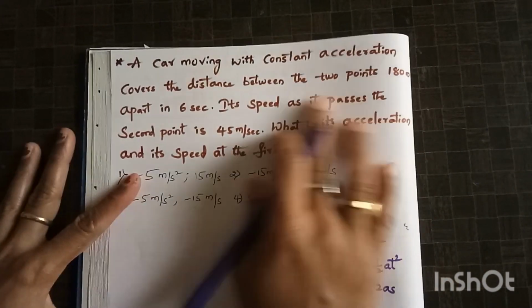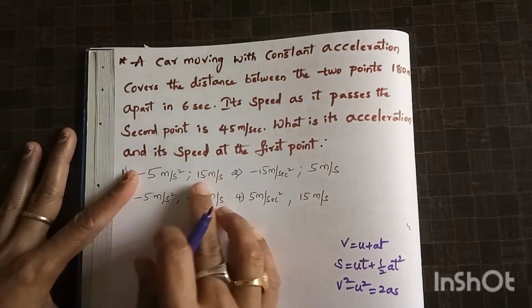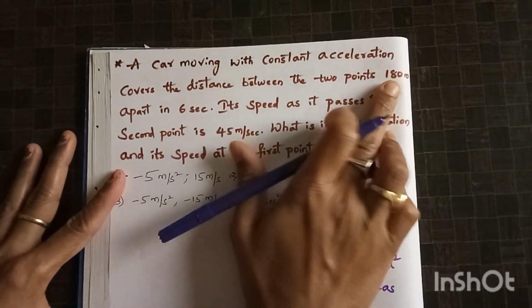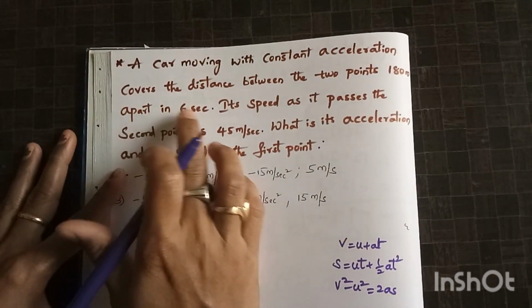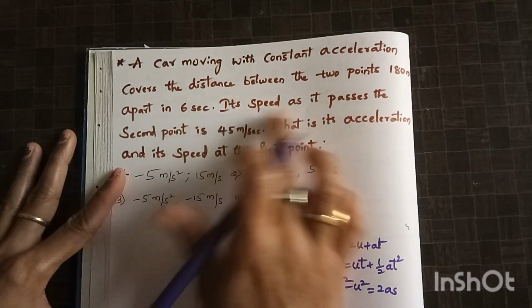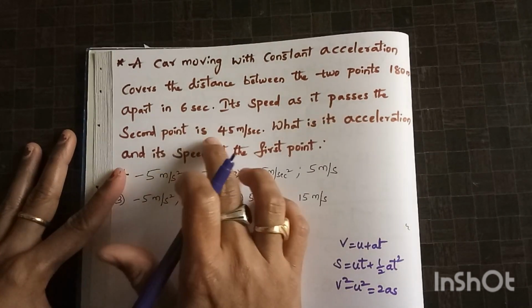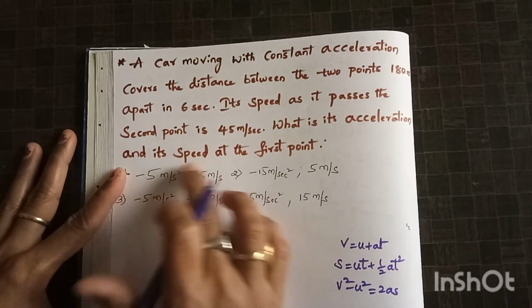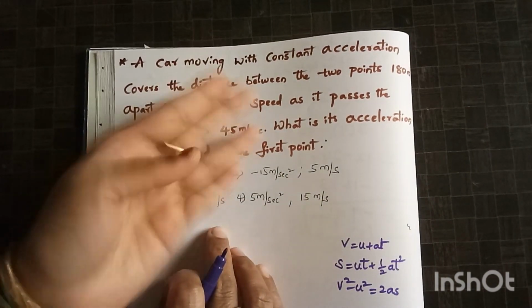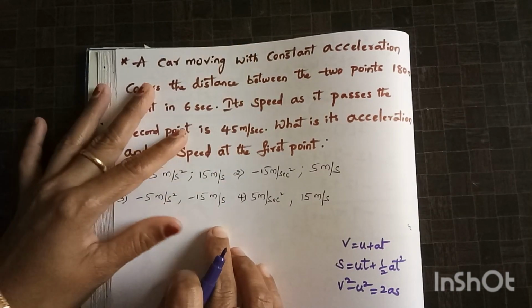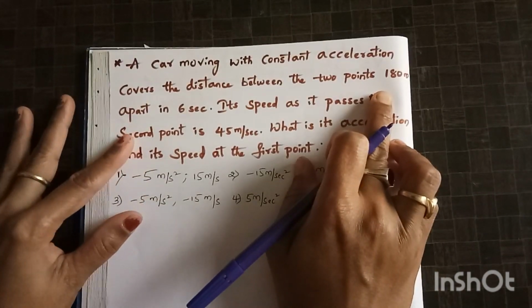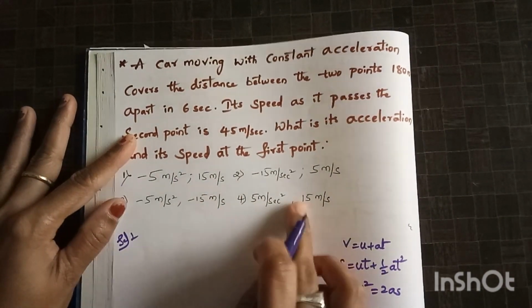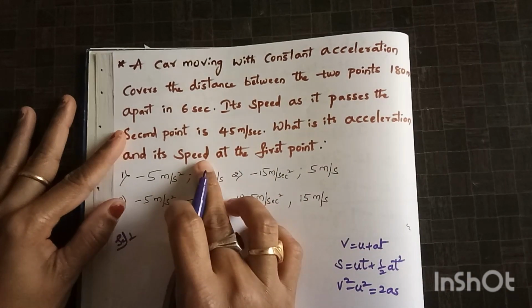A car moving with constant acceleration covers the distance between 2 points 180 meters apart in 6 seconds. Its speed as it passes the second point is 45 meter per second. What is its acceleration and its speed at the first point? What they said means a car is moving between 2 points with a distance of 180 meters. Four options are given, and he said to find the acceleration and speed at the first point.